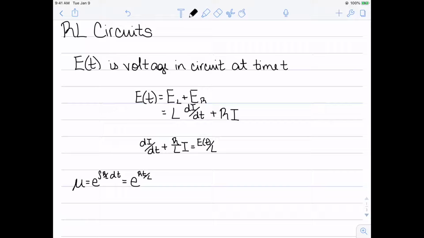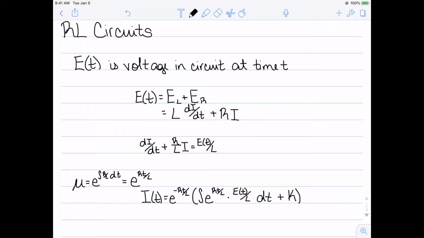Our integration factor is then given by e to the integral of R over L dt, which is e to the RT over L. Using our formula for solving linear differential equations, we then have that I of t is equal to e to the negative RT over L times the integral of e to the RT over L times E over L dt plus k. In electrical circuits, c has a different meaning, so we're going to use k for our constant of integration.